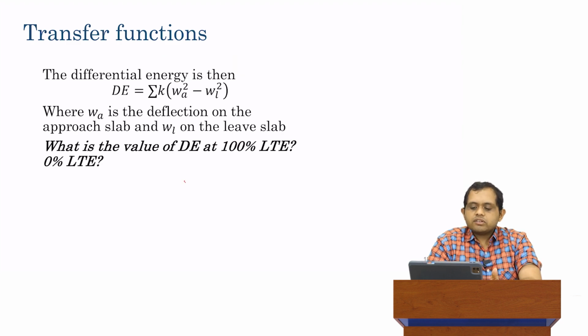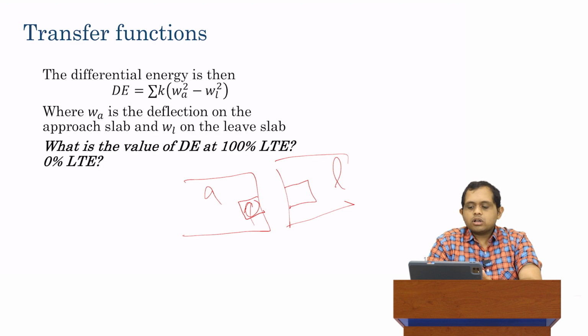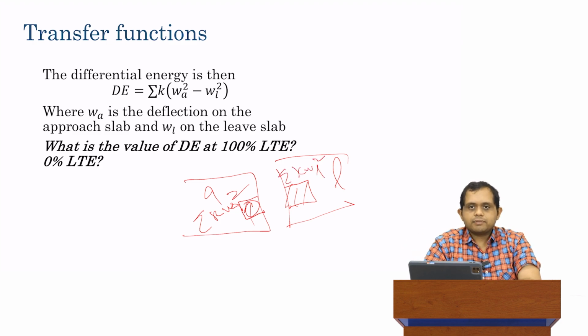So when we have this approach slab and a leave slab, and we have a load which is applied over here, we are going to get some deflection in the approach slab, and in a corresponding area on the leave slab side, which is not loaded, we will also get some amount of deflection energy. So we get some summation of kWA squared here, and a summation of kWL squared on the leave slab side. The difference between these two is called the differential energy, or the DE. And that is given by this equation over here, summation k times WA squared minus WL squared.